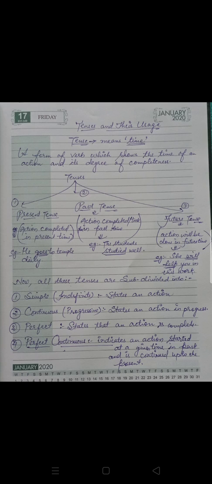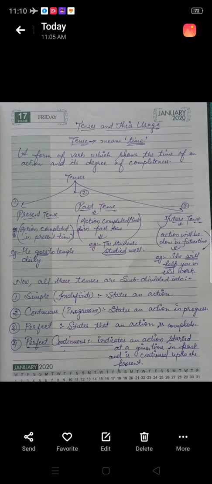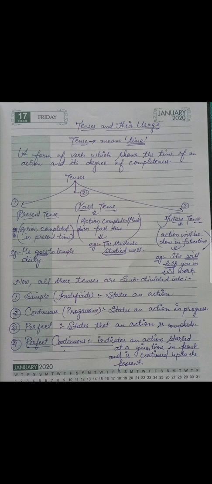Students, today I am here to start our next chapter, that is chapter number 7, tenses and their usage. We already know what tense generally means. Tense means time, a form of verb that shows the time of an action and its degree of completeness. That means with respect to the time, in what degree it is being completed, that shows the tense of it.